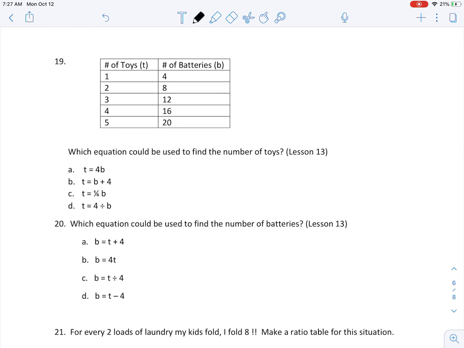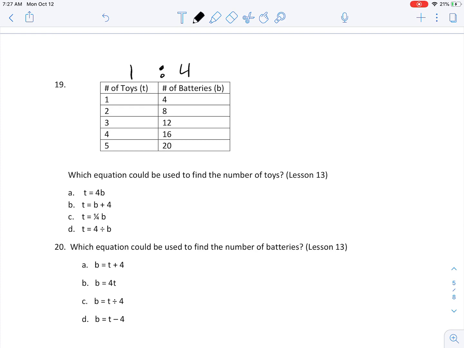19. Which equation could be used to find the number of toys? Okay, so remember when we are trying to find the first number of the ratio, we have to find the value. Well, the value of 1 to 4 is 1/4. So we look at our equations. Which equation has 1/4 in it? C. So C has to be our answer. T equals 1/4 B. 1/4 times any number in the B column, you're going to get T.